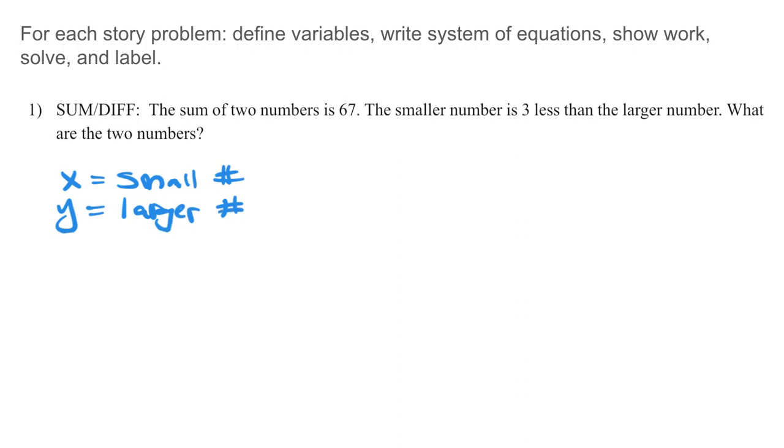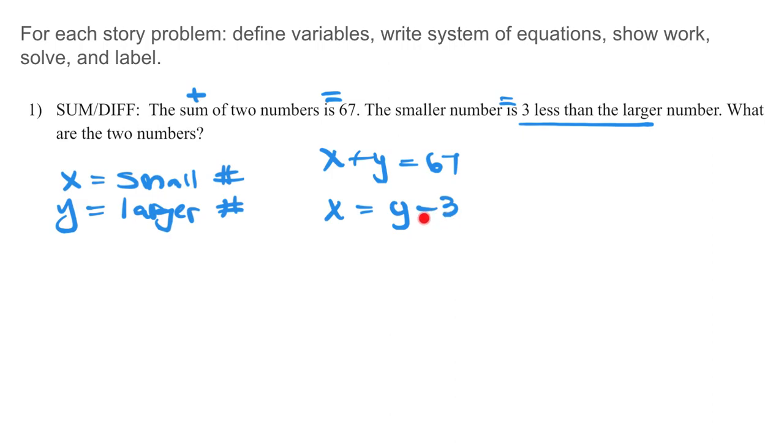And we know that the sum of two numbers, so I'm going to put a little plus there to remind myself. So that means x plus y is going to equal 67 because is means equals. The smaller number, so that's x, is 3 less than the larger number. So that means x equals, because that was our is, y minus 3. Sometimes students want to put 3 minus y, but if you think of 3 less than, the minus 3 goes second.